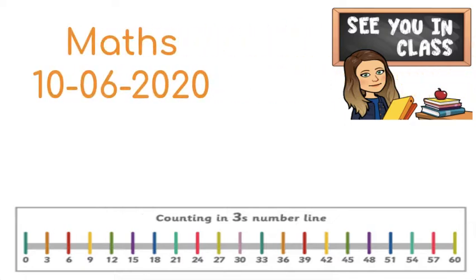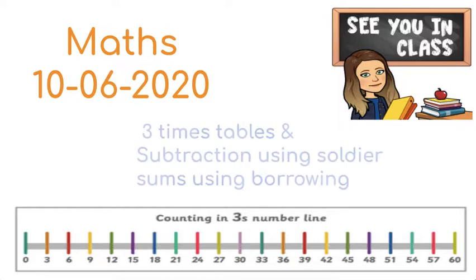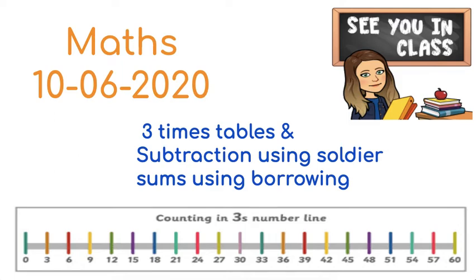Today's date is 10-06-2020. And I've got a funny thing at the bottom of my board. There is the counting in threes number line. So that tells you today we're going to be doing the 3 times table and subtracting using soldier sums and borrowing. Alright, so let's get started.